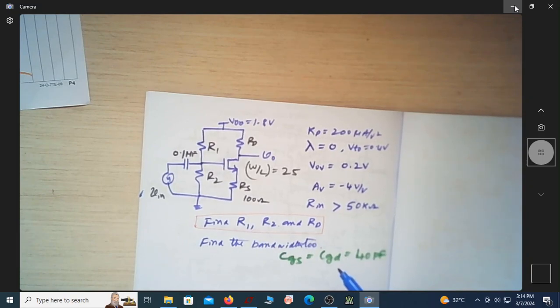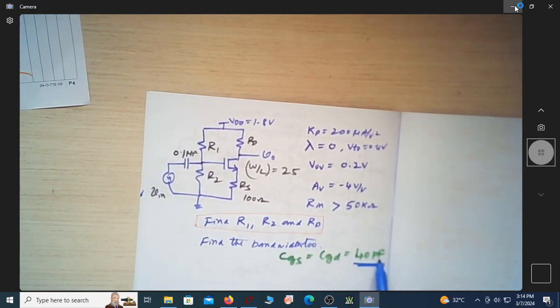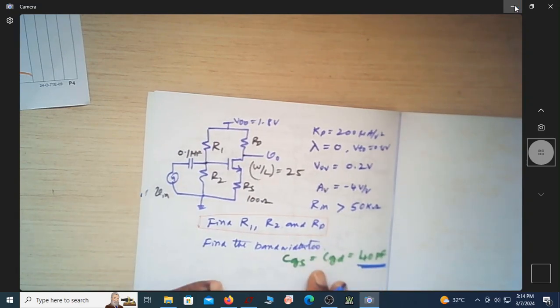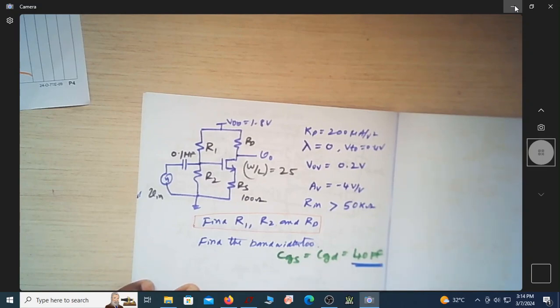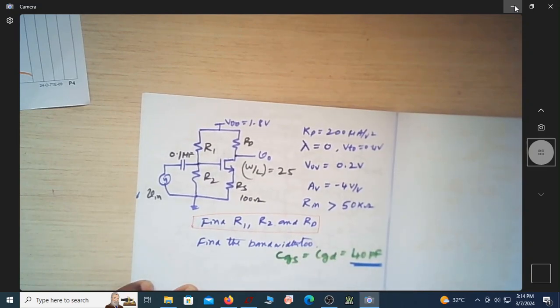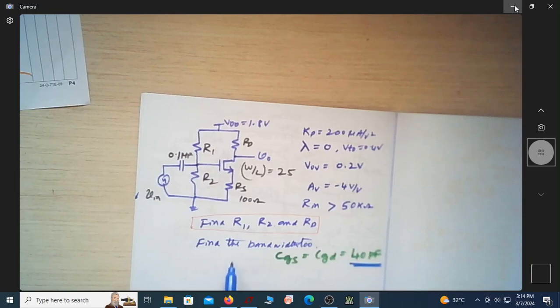So we have been given some parameters. We are asked to find what is R1, R2, RD, and we are also asked to find the bandwidth. CGSO, CGDO given is in terms of farads, so no need to multiply that with width, and width dimension is also not given, so it's fine. So CGSO, CGDO are directly given. So now let us find out R1, R2, and so on.